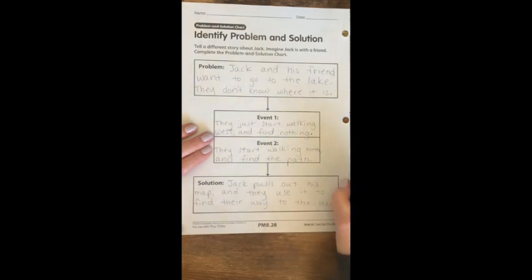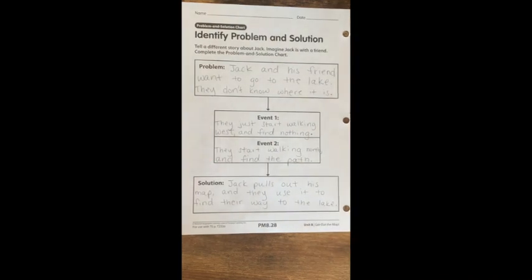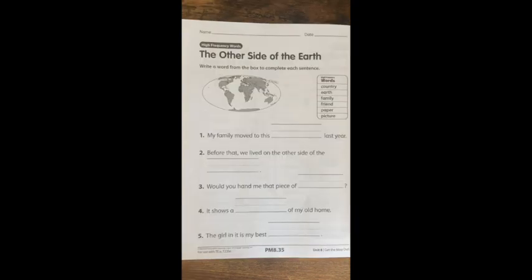Now, if you don't like my story and you want to come up with your own story, that is totally fine. Just make sure that we have a problem, 2 things that happened in the story, and a solution to their problem. Now I'm moving on to page PM 8.35. We're going to skip 8.34 for now. We will come back to it later in the week.